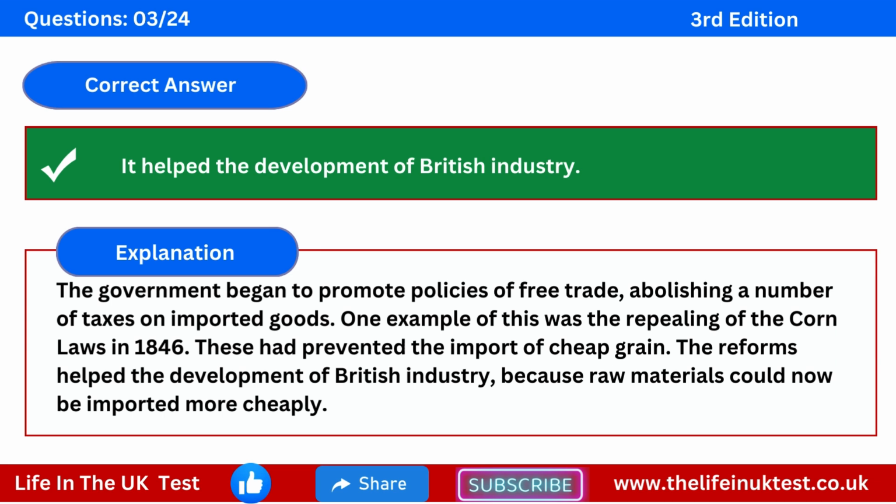The correct answer is, it helped the development of British industry. Explanation. The government began to promote policies of free trade, abolishing a number of taxes on imported goods. One example of this was the repealing of the Corn Laws in 1846. These had prevented the import of cheap grain. The reforms helped the development of British industry because raw materials could now be imported more cheaply.